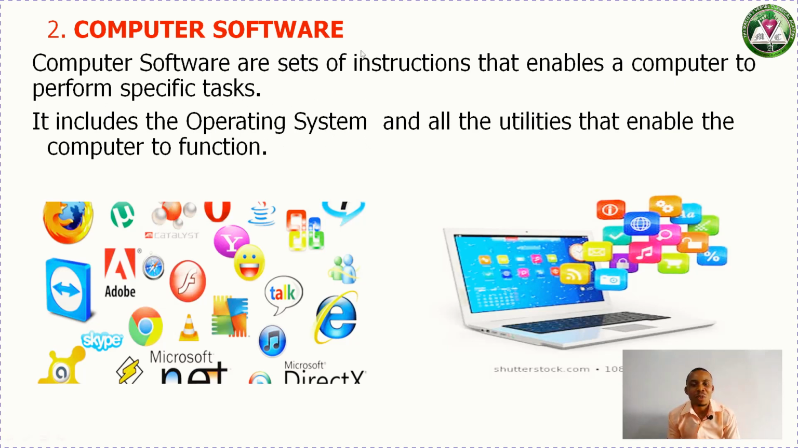We say that computer software are sets of instructions that enable a computer to perform a specific task. It includes the operating system and all the utilities that the computer uses to function. And here in this picture, you can see some computer software. We have Mozilla Firefox, Yahoo, Opera Mini, Google Chrome, VLC, and so many of them here. They help us to achieve and to work with our computer.